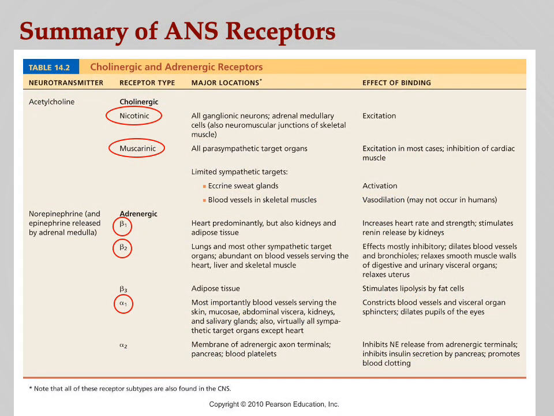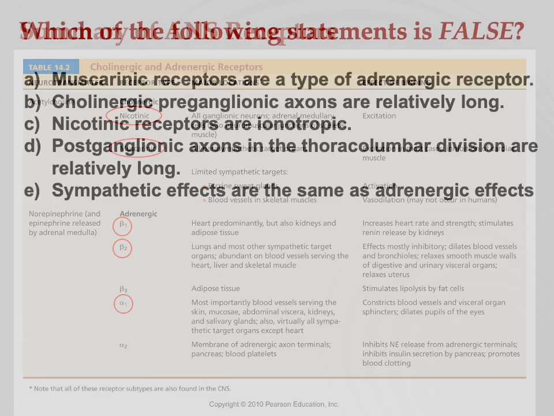So here you go, just a slide that summarizes nicotinic, and I circled there beta 1, beta 2, alpha 1, because those are the ones I make, you know, for this class that I test you on. But you should also look over those beta 3 and alpha 2. You will have to know them in the future, I promise.